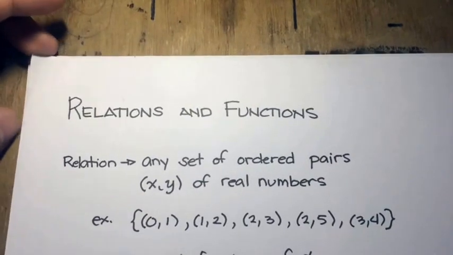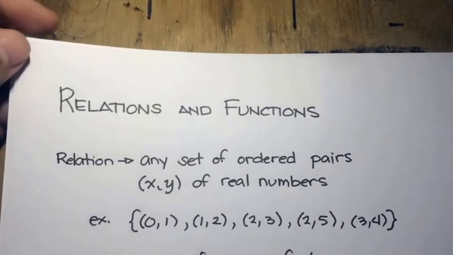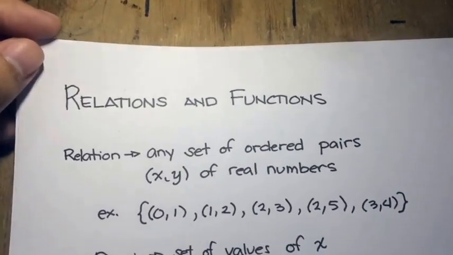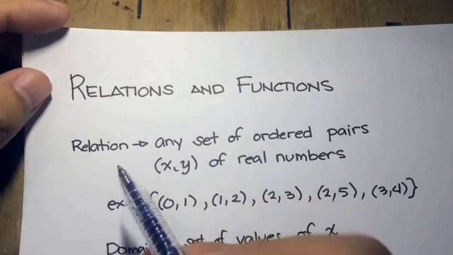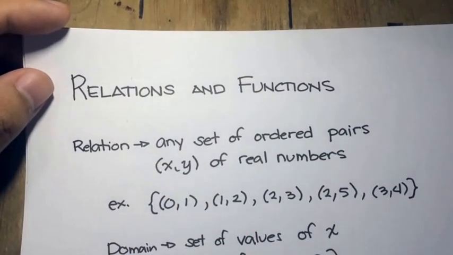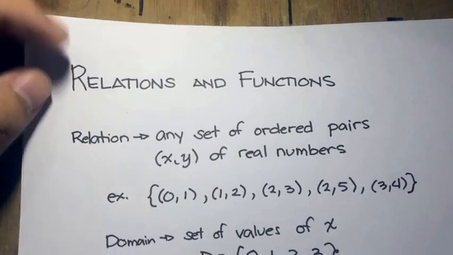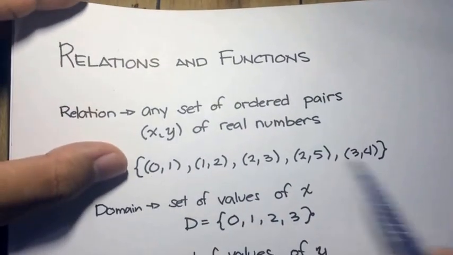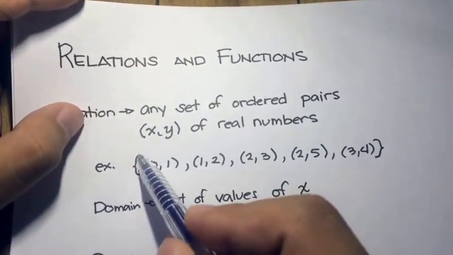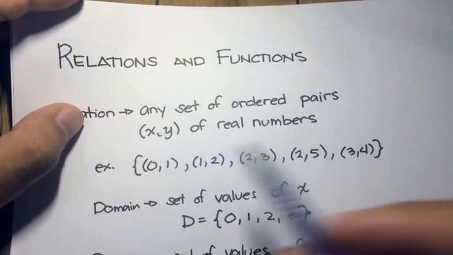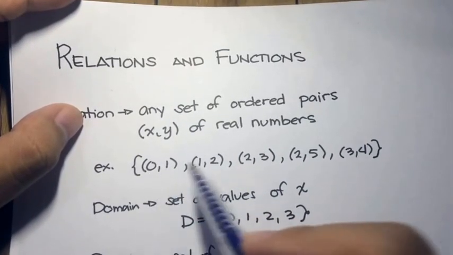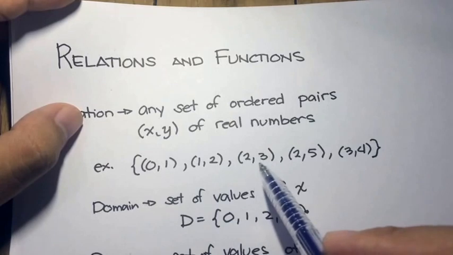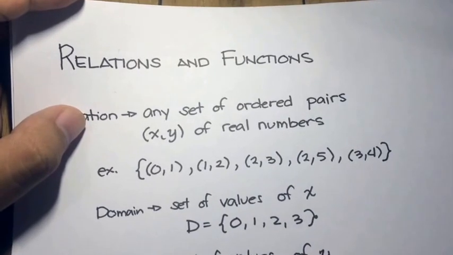Relations and functions. Now let us discuss some definitions about relations and functions. In math, we define a relation as any set of ordered pairs (x, y) of real numbers. For example, we have this set denoted by the curly braces. We have a set of ordered pairs: (0, 1), (1, 2), (2, 3), (2, 5), and (3, 4).